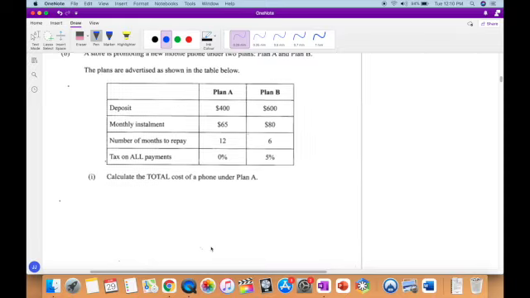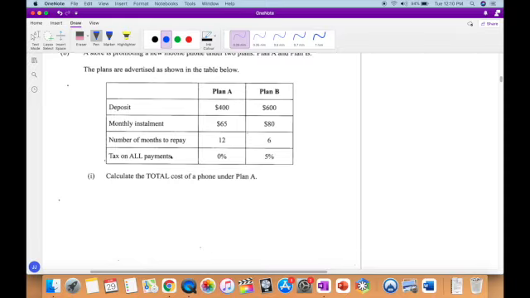Calculate the total cost of the phone under Plan A. Well, under Plan A, I would have to pay my deposit of $400, right, plus a monthly installment of $65 for 12 months and 0% tax, and that'll give me roughly about $1,180.